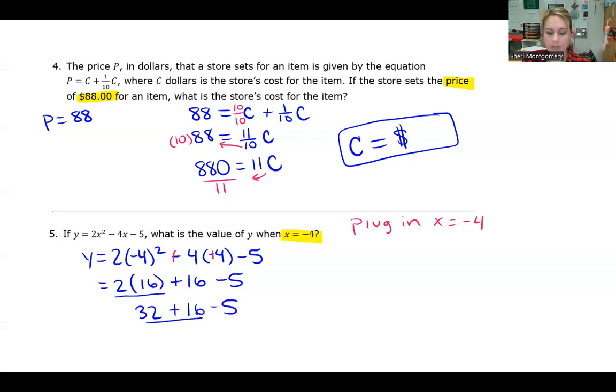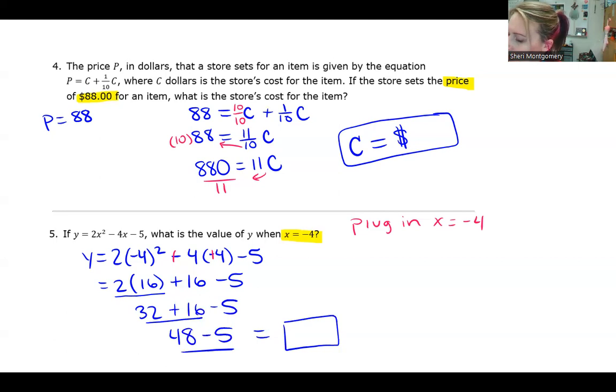What's 32 plus 16? And remember, PEMDAS tells us that we have to do addition and subtraction. We have to just keep doing it from left to right. 48. So now what's 48 minus 5? Very good. 43. We're going to flip over to the back. We got a lot more just solving problems.